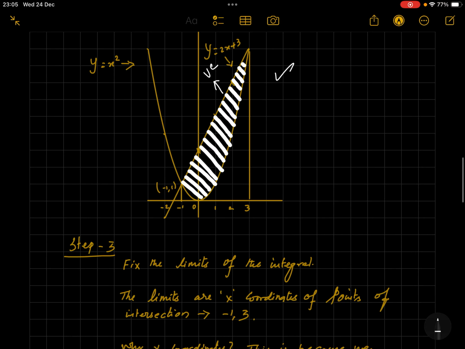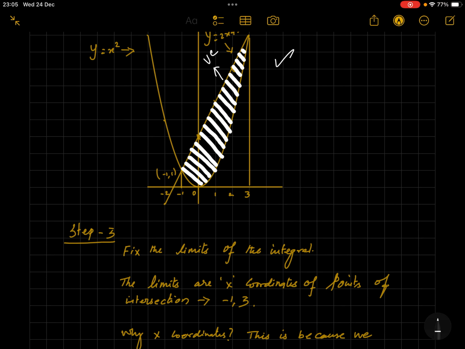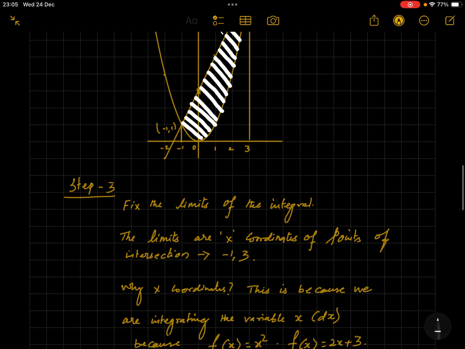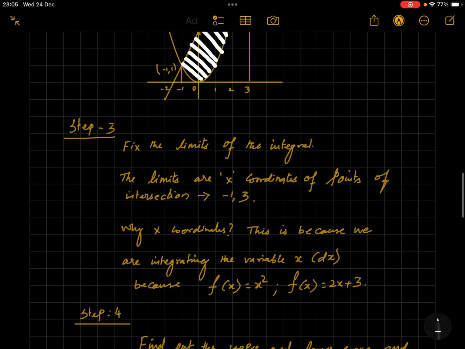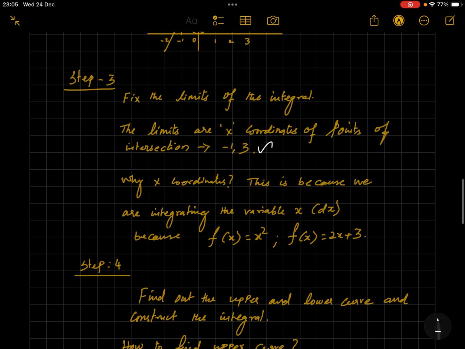But we'll use the values we have to ensure that what we have done is correct. Meanwhile, we will go to step 3. We have to fix the limits of the integral. I already discussed that the x coordinates of the points of intersection are the limits of the integral proposed to be used for finding the area. So we have minus 1 and 3. Why we are taking x coordinates, already discussed.